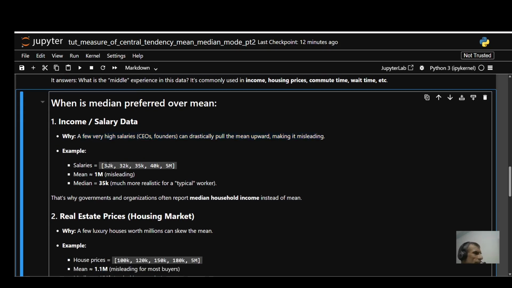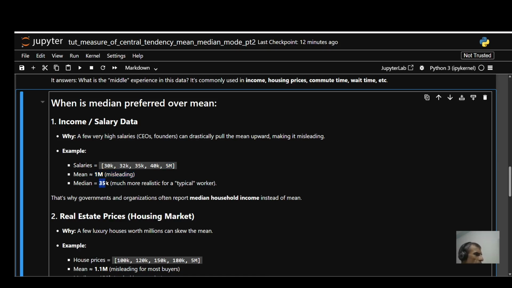So, for example, let's say this is your salary right here: 30,000, 33,000, 35,000, 40,000, and 5 million right here. So there's one guy making 5 million, but look at them. Most of your salaries are between 30, 32, 35, 40. So this one guy who's making 5 million can make your mean almost like 1 million, which is not really accurate. This is misleading.